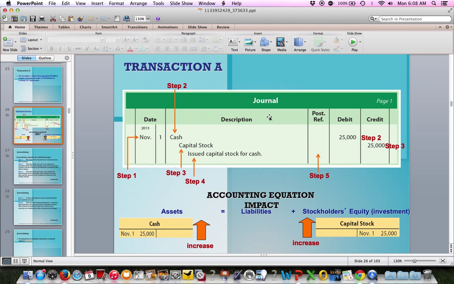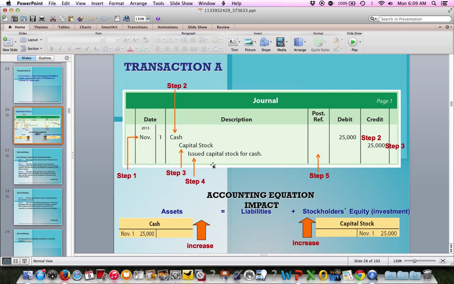And so you can see here for our description, we're going to debit cash, and credit capital stock. That's steps 2 and 3. So notice that the account we credit, capital stock, we indent a little bit to the right. Okay, that just kind of signals as we look at the journal that anything indented is a credit, anything all the way to the left is a debit.